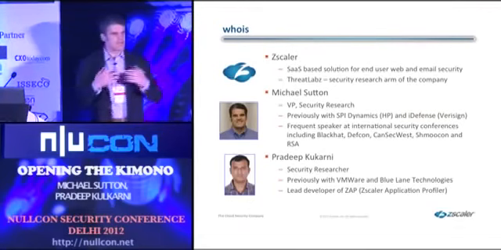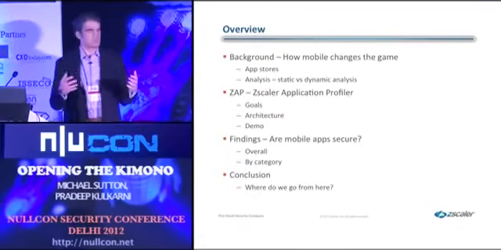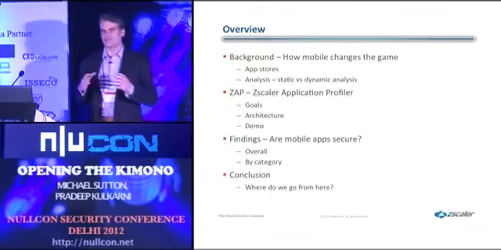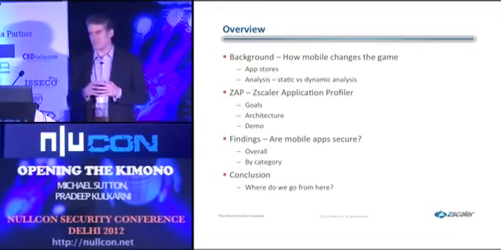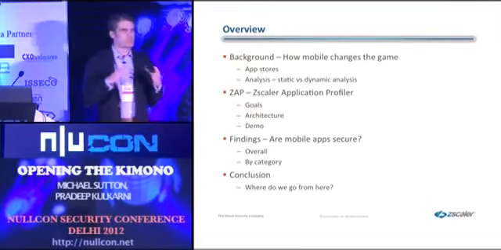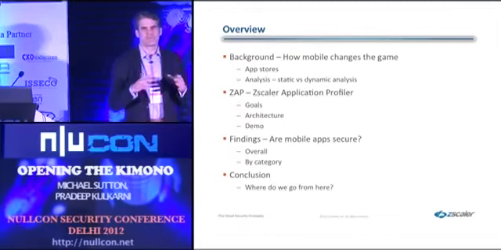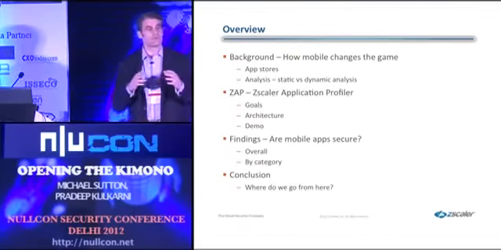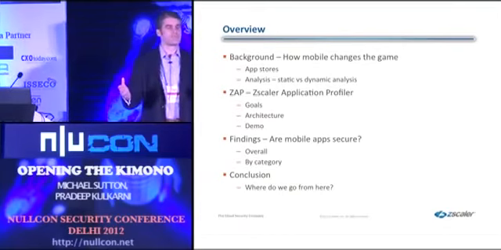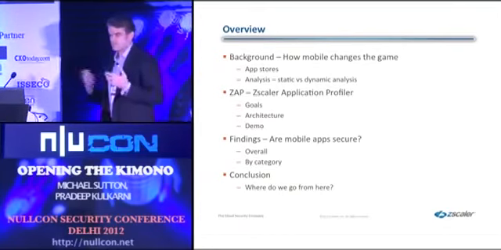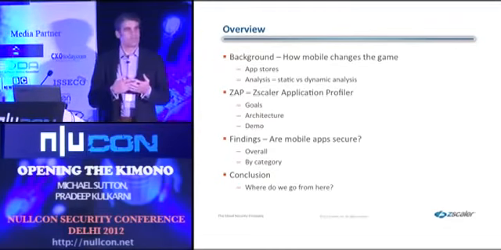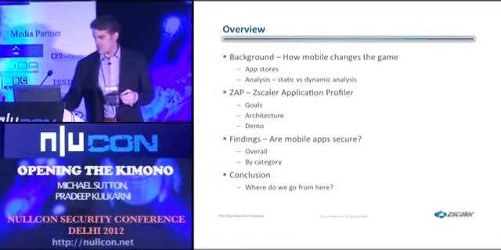So what we want to do is talk a little bit of background just about why we should be caring about mobile and how mobile is really changing the landscape, because it really is going to change how we approach security. We want to spend the bulk of the time on ZAP, the Zscaler Application Profiler. We're going to tell you why we built it, how we built it, and then most importantly, release it to you, because it's a tool for you guys to use. And learn more about the mobile apps that are on your phone. And then we'll talk about the findings that we've discovered to date and wrap it up with where we think things are going from here.